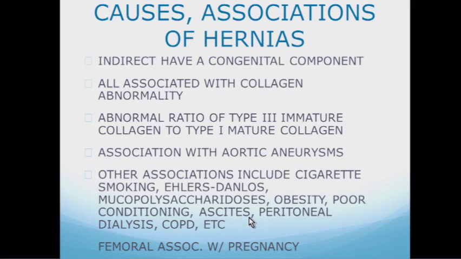So other associations include cigarette smoking. Cigarette smoking destroys the collagen, makes a cigarette smoker look older. The collagen won't keep their face looking young with good elasticity in the face. And that same thing in cigarette smoke causes hernias, causes aortic aneurysms. Ehlers-Danlos syndrome, mucopolysaccharidoses, obesity, poor conditioning, ascites, peritoneal dialysis, and COPD are all other associations. Femoral hernias and umbilical hernias are associated with pregnancies, and the more pregnancies, the greater the risk.